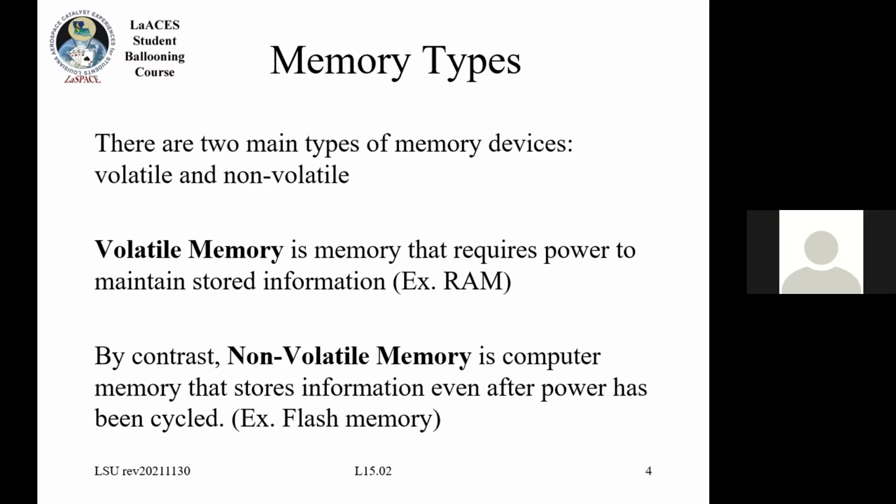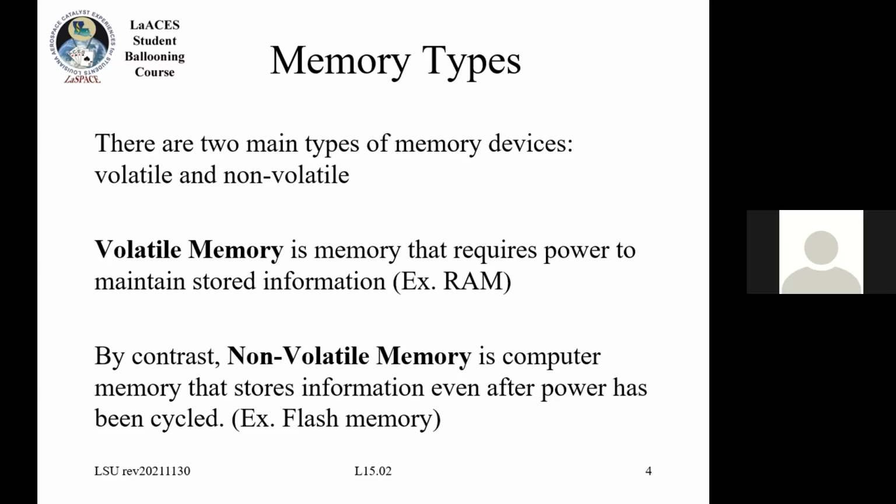So volatile memory requires constant power to maintain the stored information, right? The most obvious example of that is computer RAM. When you turn a computer off, all the variables that are in memory go away. Usually when we just say the word memory, we are talking about RAM. All of that goes away, right?